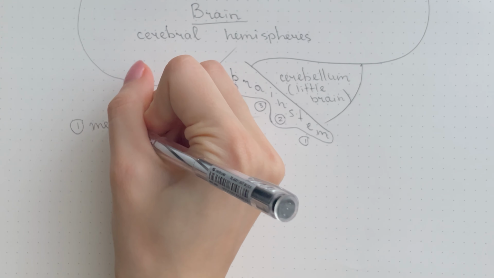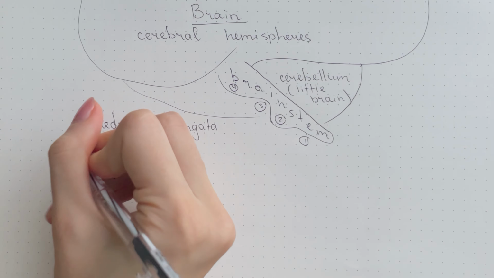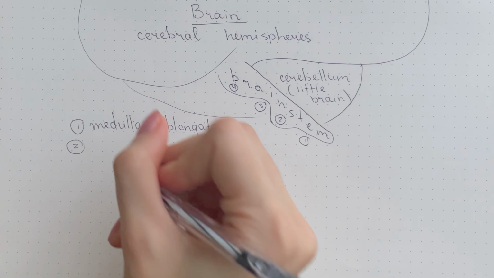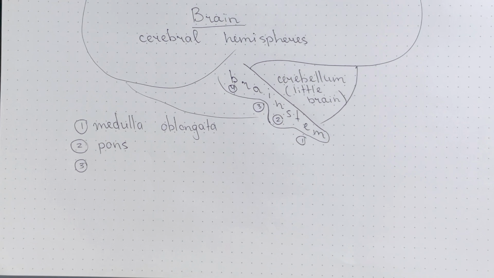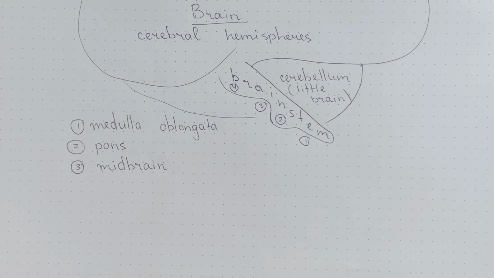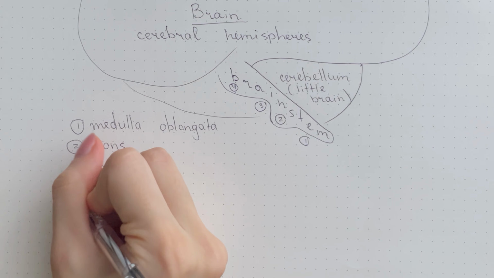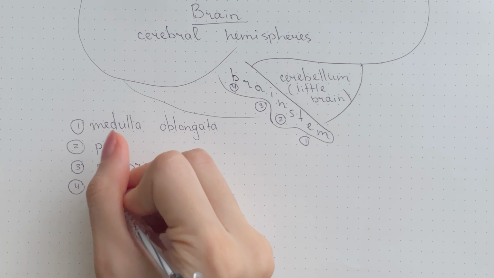The brainstem includes four divisions. The first two are the medulla oblongata and the pons. These are the two lowest brainstem structures. They are located beneath the cerebellum. The midbrain lies above them, and the final division is the diencephalon.